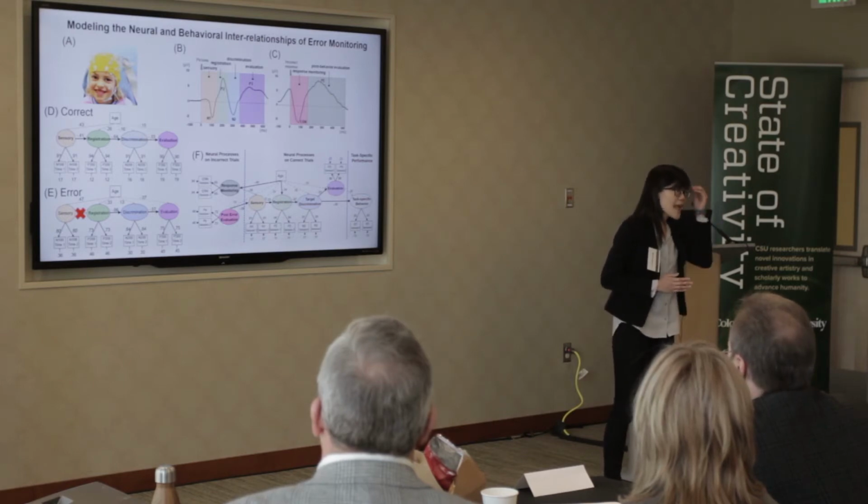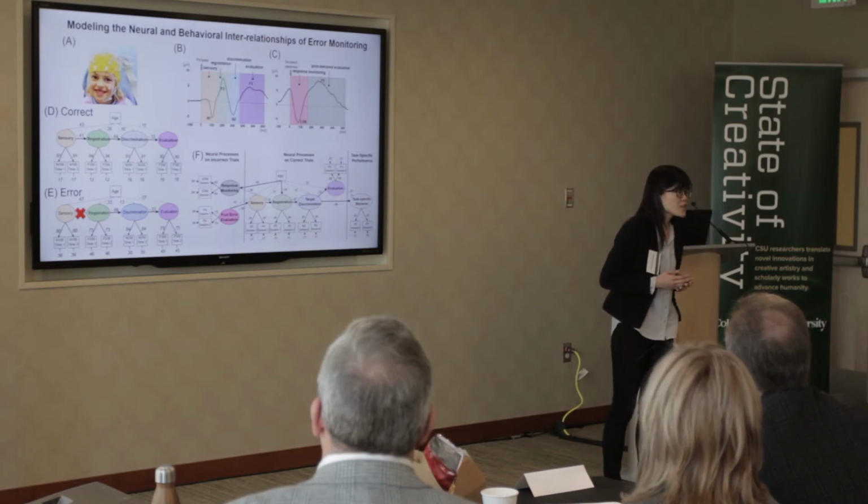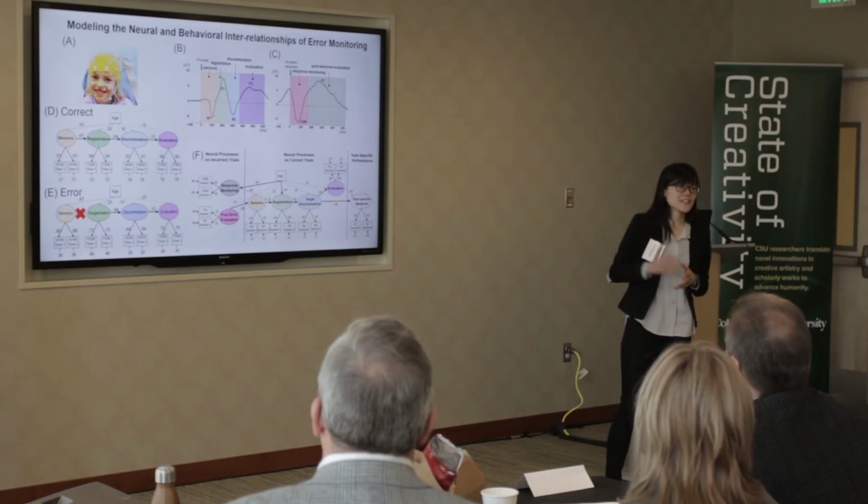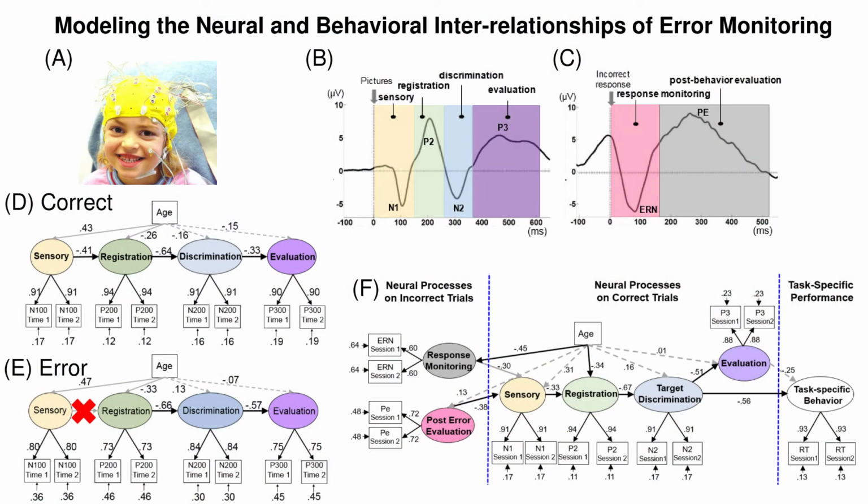Moreover, our brain shows a negative voltage deflection after we recognize that we made an error, as shown in figure C. Then, our brain will activate a mechanism to modify our ongoing behaviors and make sure that we can perform better next time, as shown in the model in figure F.